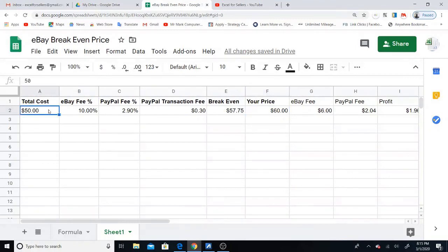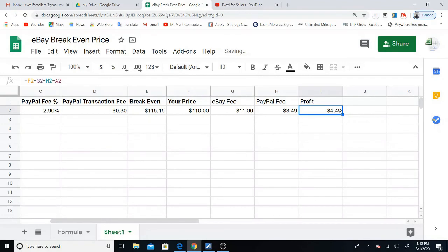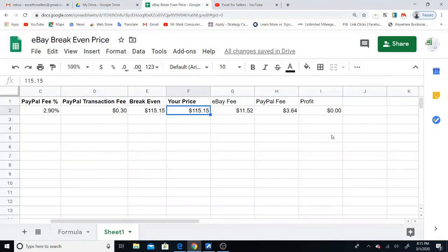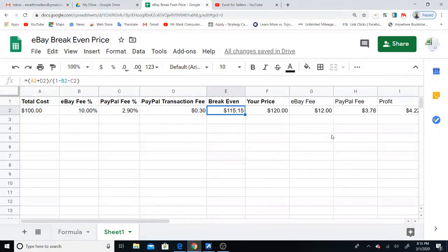And if you change the original cost, now let's say you paid $100 for an item originally. It costs you $100 total. You'll see your break even is a lot higher. It's $115.15, right? If you go underneath the break even, let's say you're only going to charge $110 for the item, you're going to see that your profit is negative, minus $4.49. Why? Because you have to charge at least the break even. If you charge the break even, your profit is zero. If you charge a little more, you'll make more. So that's basically the break even, and that's how you would set up a spreadsheet to do it.